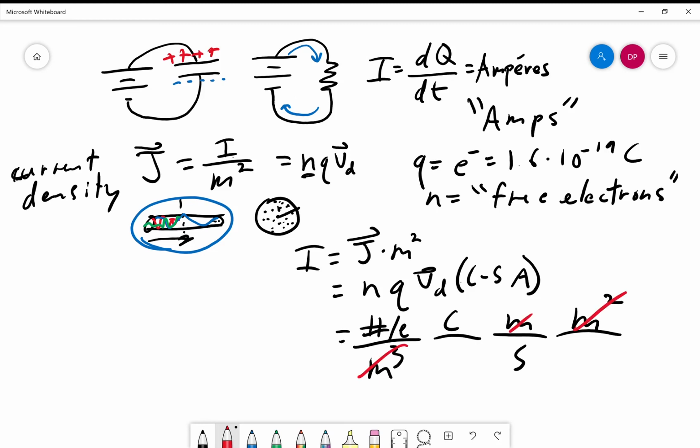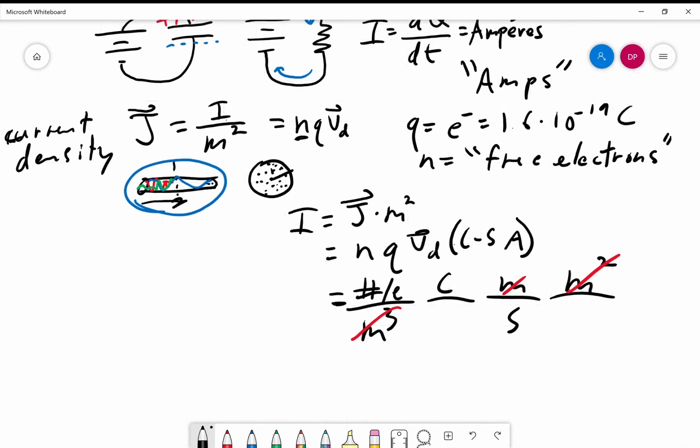You're going to be left with number of electrons times the charge of one electron. So your total charge is going to be these two together over seconds, or unit time. And that's the same thing as the change of charge, or the flow of charge over unit time. So that's how you find current from those two different formulas.